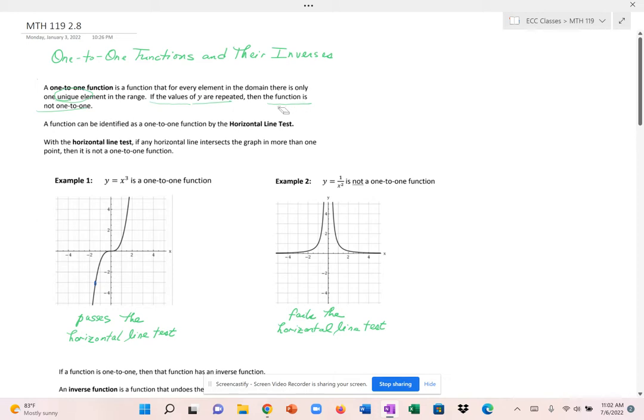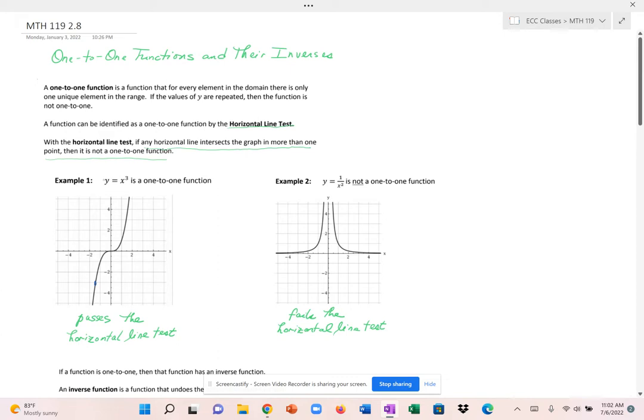You can identify if the graph of a function is one-to-one by using the horizontal line test. That is different than the vertical line test. The vertical line test is used to determine if the graph represents a function. The horizontal line test checks if the graph represents a one-to-one function. The way the test works is, if any horizontal line intersects the graph in more than one point, then the function is not one-to-one.